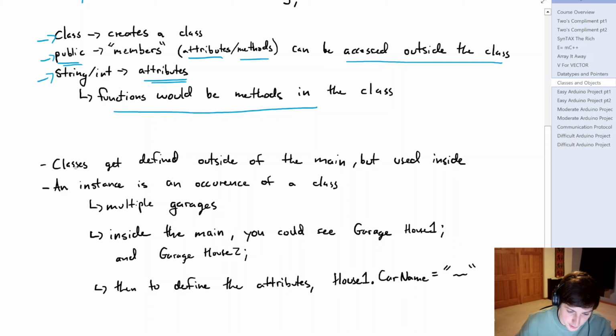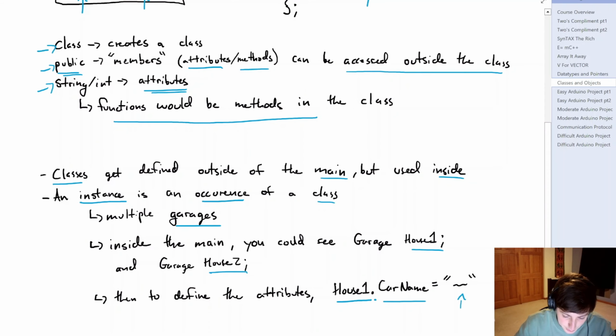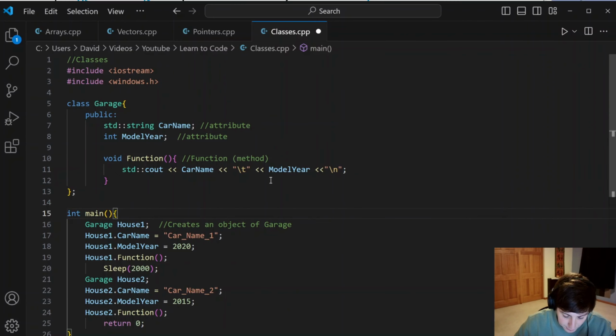Now, similar to functions, classes get defined outside of the main, but we can use them inside. And we can define something called an instance, and that's going to be the occurrence of a class. So let's say we had multiple garages at separate houses, and inside the main, you would access your house 1 and house 2. And then we could define the attributes, simply using this house 1 dot and then car name. So this convention is a little bit familiar, and then whatever the content is, we would put in there. And then notice here, we would just be matching this variable here, and we could do the same for the model year.